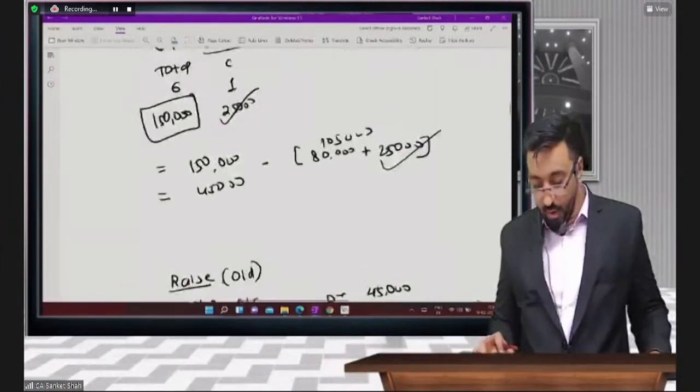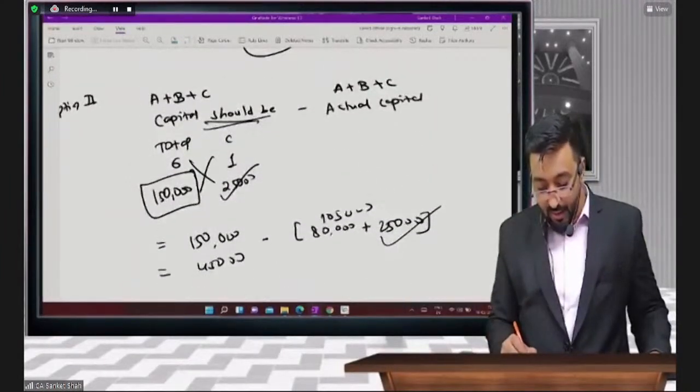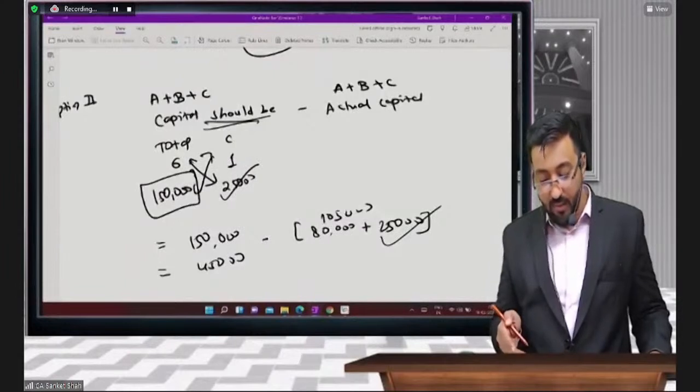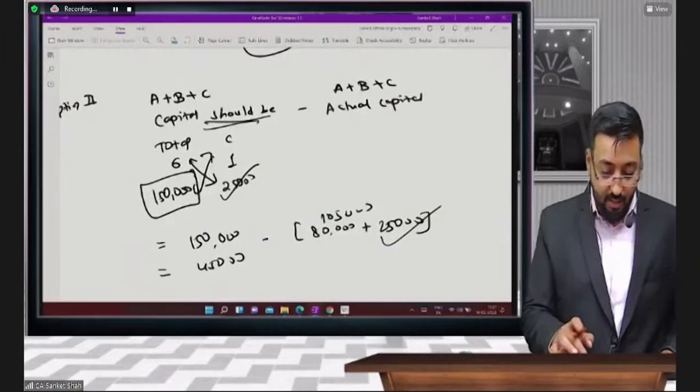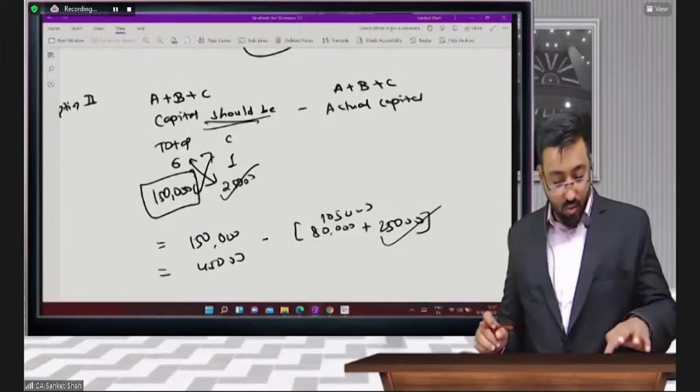ये कौन बोला रे 1,50,000 कैसे आया? अरे बेटा क्रॉस मल्टीप्लीकेशन स्कूल में किया है हमने. 25,000 into 6 divided by 1. I am not going to take your name बेटा. क्या कर रहे हो?